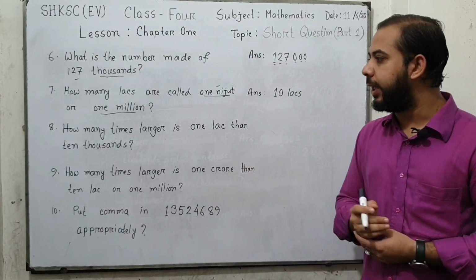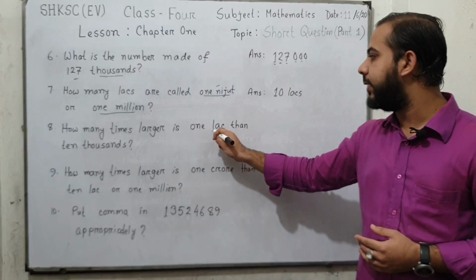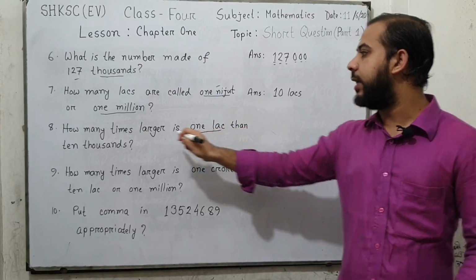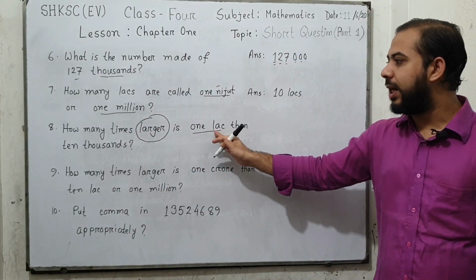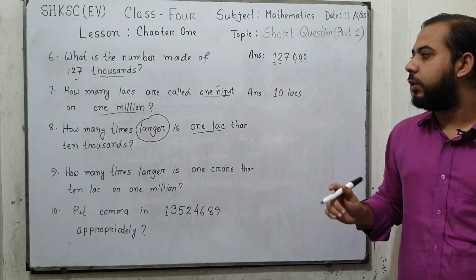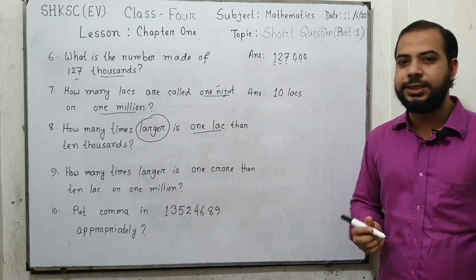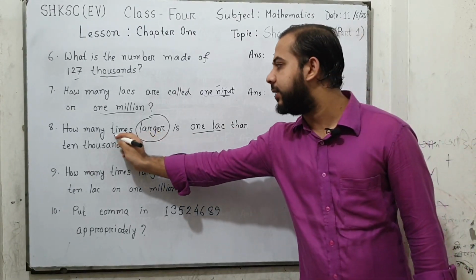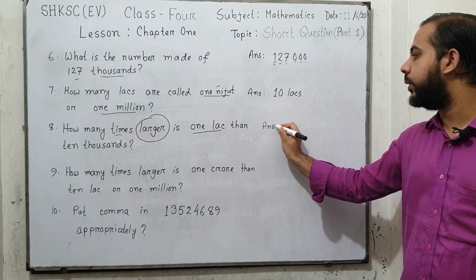Then question number 8, how many times larger is 1 lakh than 10,000? That is, if we write 1 lakh and if we write another 10,000, which one will be larger? Obviously 1 lakh is larger, but the question is how many times larger? So let's see. For solving this question, at first we have to do rough.